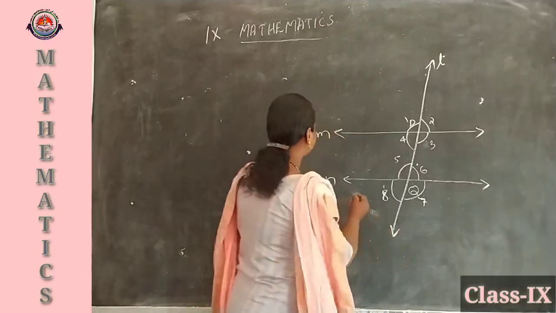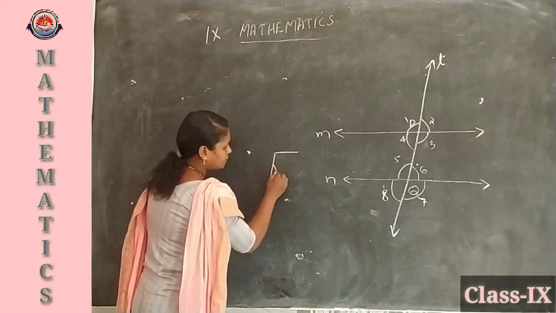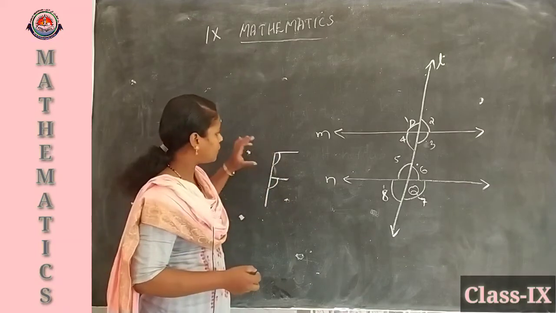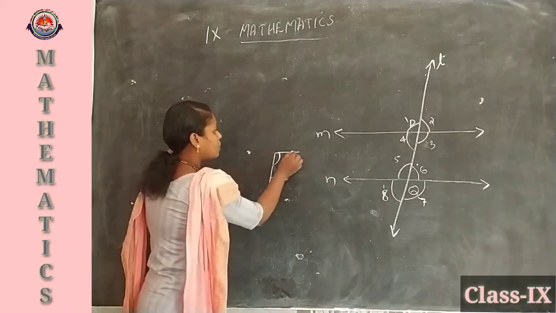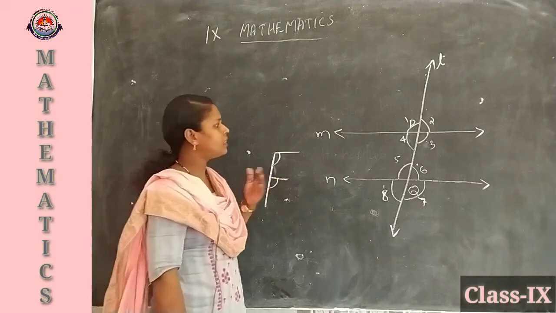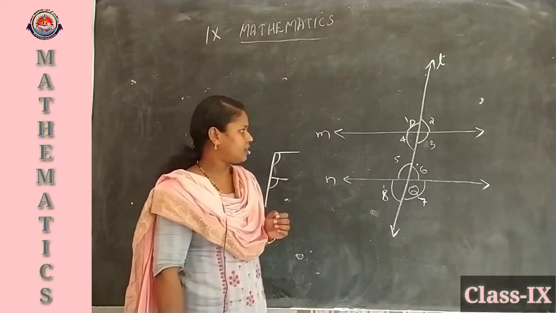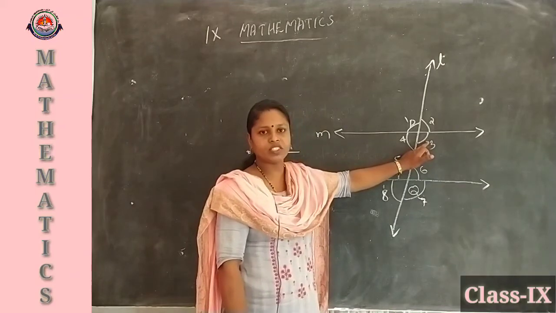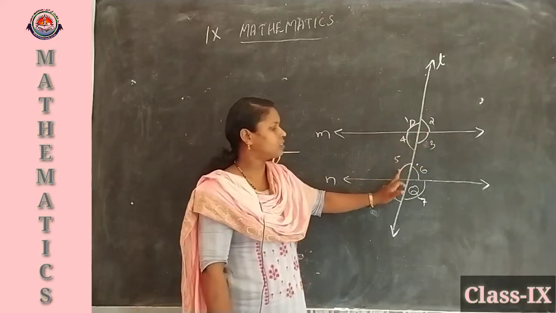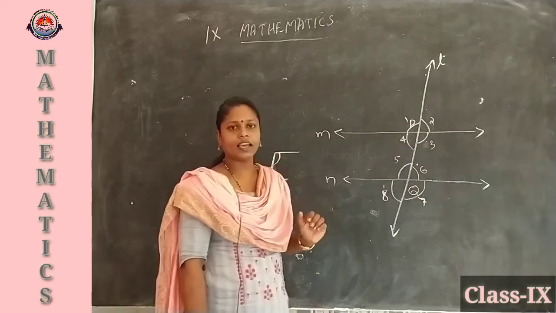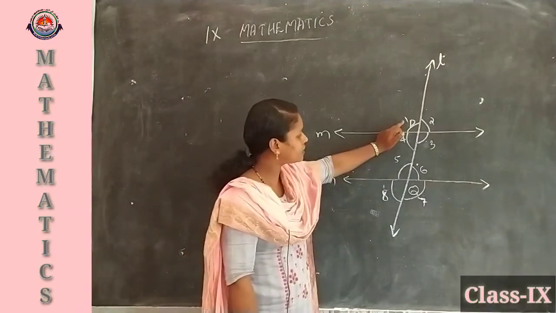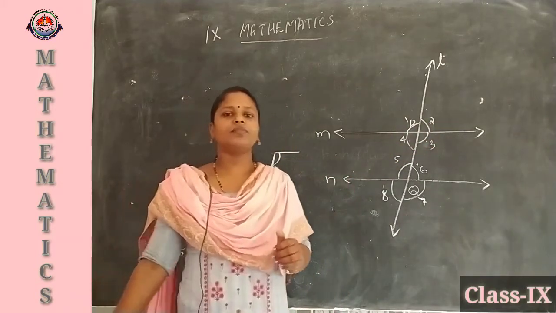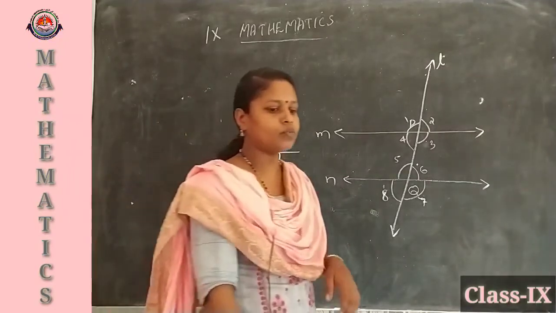I told you one shape. These two angles are corresponding, so for corresponding angles you have to think about the letter F. Then alternate interior angles. If I take angle 3, which is the alternate angle? 3 and 5, 4 and 6 are alternate interior angles. Then alternate exterior angles: 1 and 7, 2 and 8. So in our last class we discussed all these types of angles.